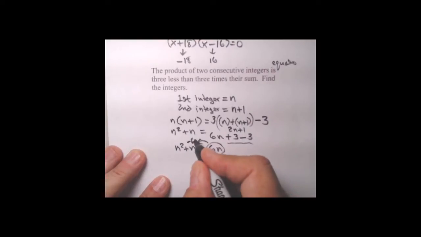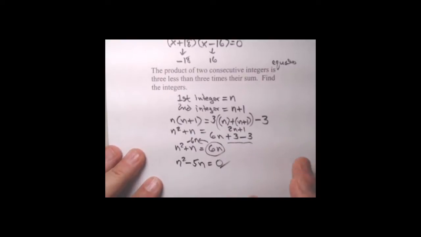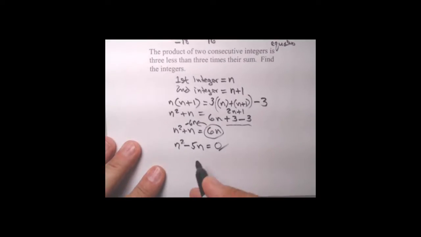This comes over as minus 6n. So I got n squared minus, well, let's see, negative 6n plus 1 is negative 5n equals 0. Well, this is real easy to factor. We just factor out the GCF here, which happens to be n. So I get n times n minus 5.